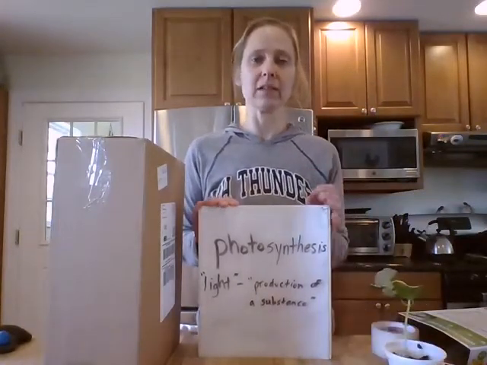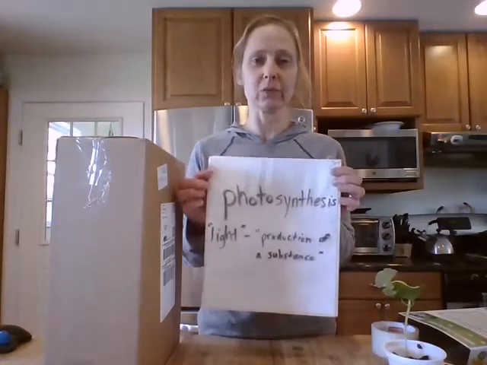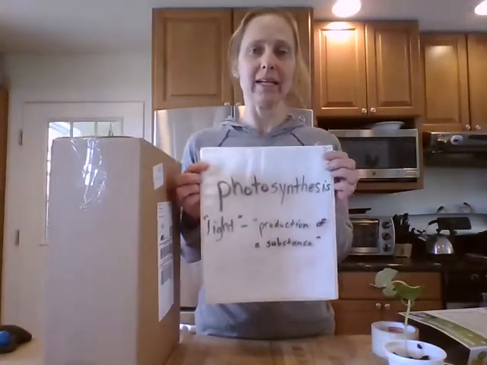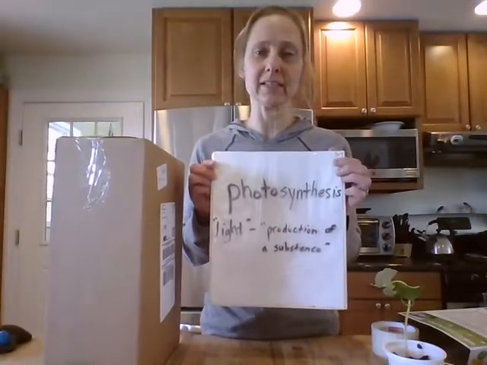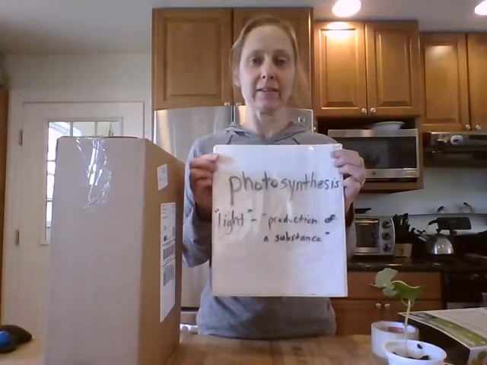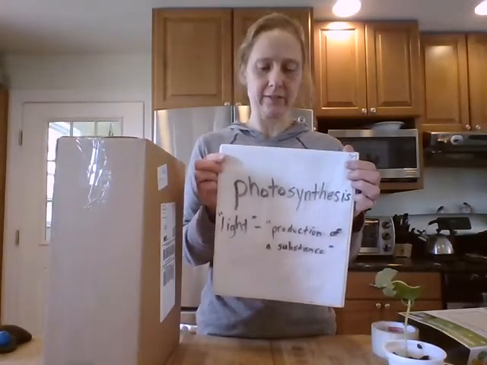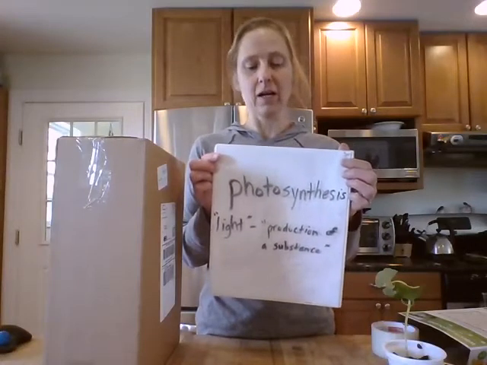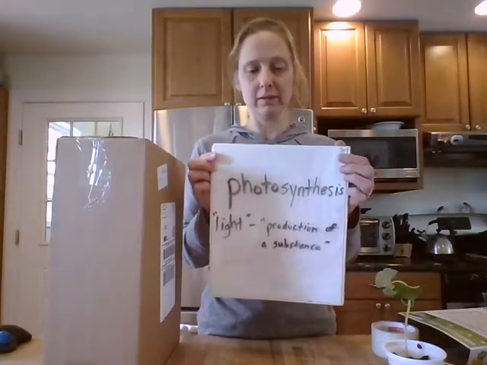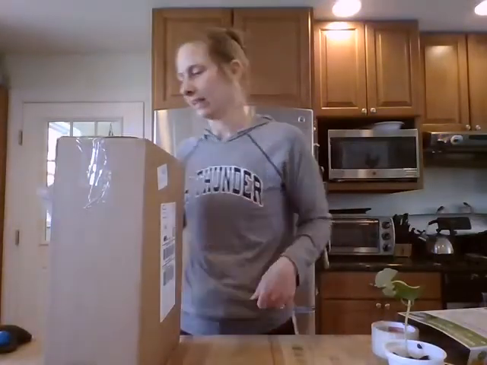It has a process called photosynthesis. If you break this word apart, and a lot of science words you can, you have photo and synthesis. Photo means light, and synthesis is the production of a substance. So plants use light to make their food, which is carbohydrates. They use light, carbon dioxide, and water to make their food. So plants really need sunlight.